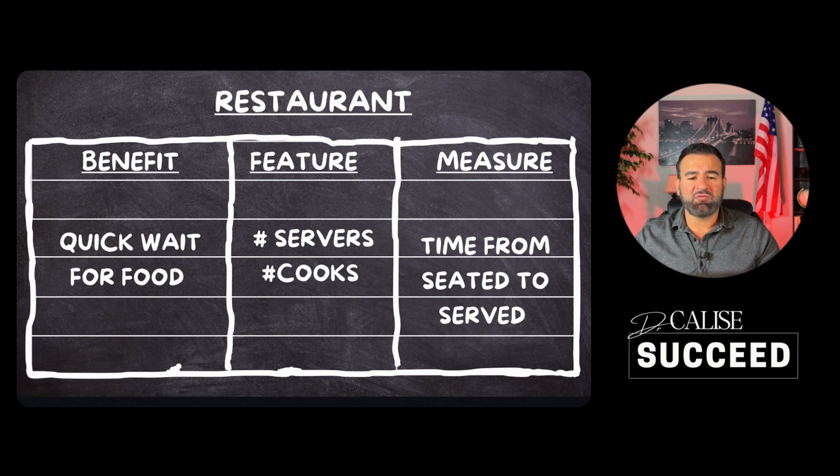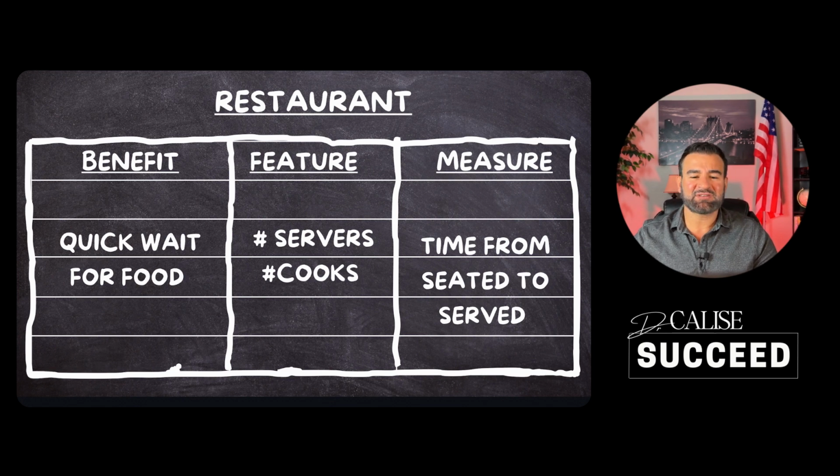Measure. Well, how can we measure to ensure that what we're doing is in line with what the target wants? This one's pretty simple. Time from seated to served. So the second that someone sits at the table to the moment that the food actually comes out and is served to them, that can be a measure. Maybe it's 5 minutes, maybe it's 10 minutes, maybe it's 25 minutes. That is something that you can actually measure.